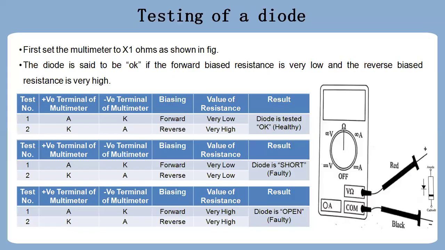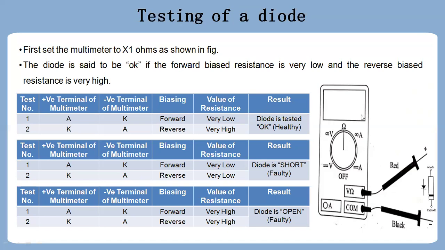Now, first to check our diode, we are using a multimeter. So the first step is to place the knob of the multimeter to the ohm reading as shown in the diagram. Right, we are placing the knob where the ohm values are written.